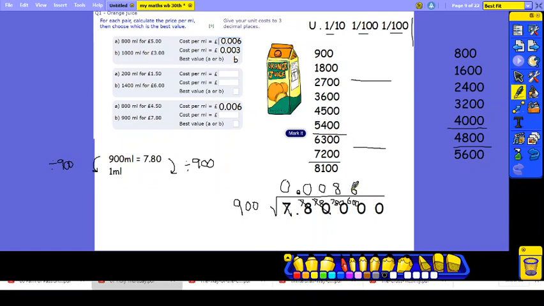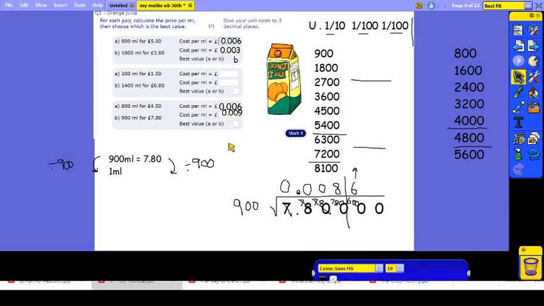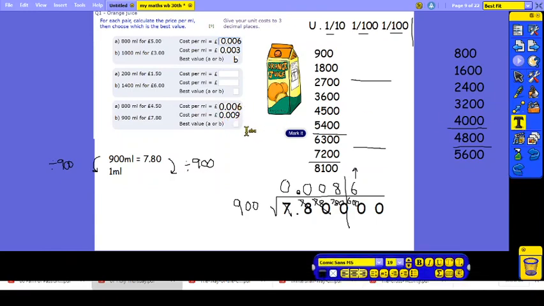Just as well I did, because remember I said before, you're going to have to round it to 3 decimal places. So the 6 is larger than 5, so it's going to push this up to 9. So I'm going to have 0.009 to compare with the other one. So let's have a look then at which one is my best buy. Well, for 1 millilitre this would cost me £0.006, whereas this one would cost me £0.009. So I know that this time the best buy value would be A.